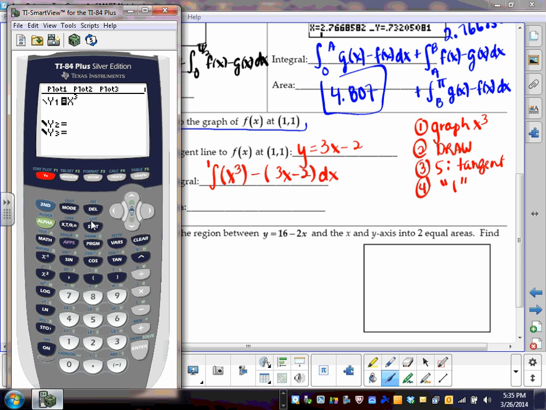whoops, forgot to put something in there. I do actually have to. It drew a picture of the line, but it didn't actually store the equation of the line. So let's store the equation of the line first, and then graph.